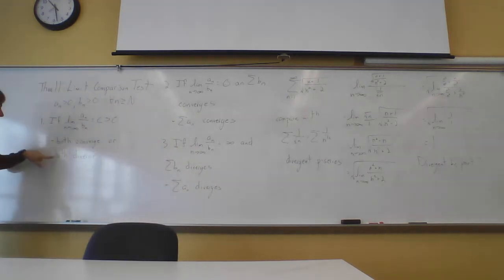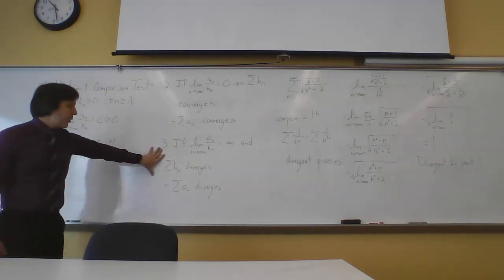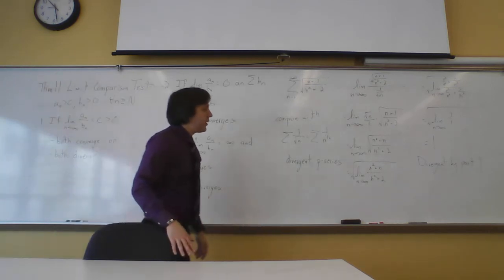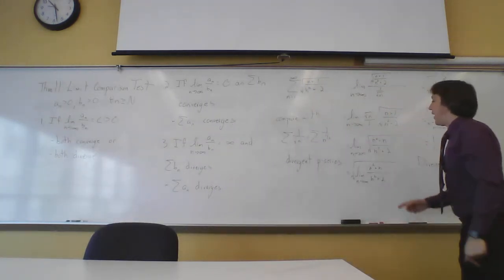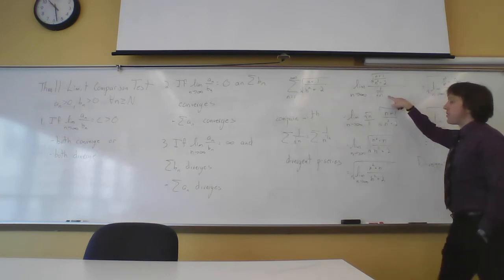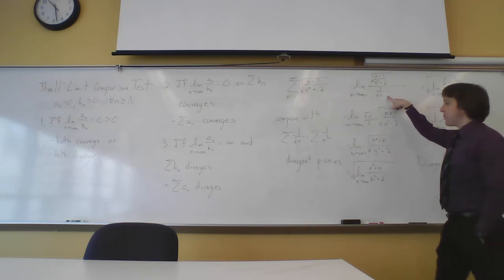All right, so we have a divergent series, which means either we're going to be using part 1, both converge or both diverge, or we'll be using part 3. Okay, so if we can make it fit to one of those, then we're going to be great. So let's take a look. I want to evaluate this limit, the limit of the square root of n plus 1 over n squared plus 2 over 1 over the square root of n.